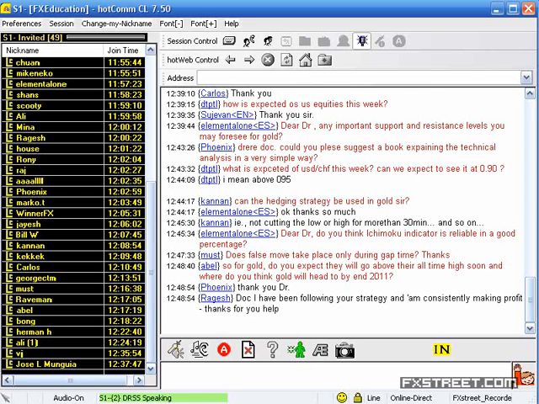Does false moves take place only during the gap time? They do it during the gap time, also before the data release.